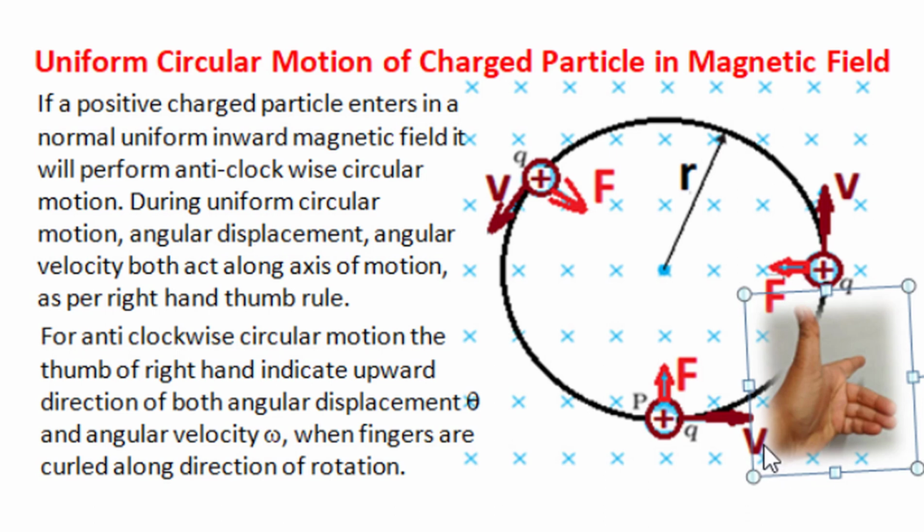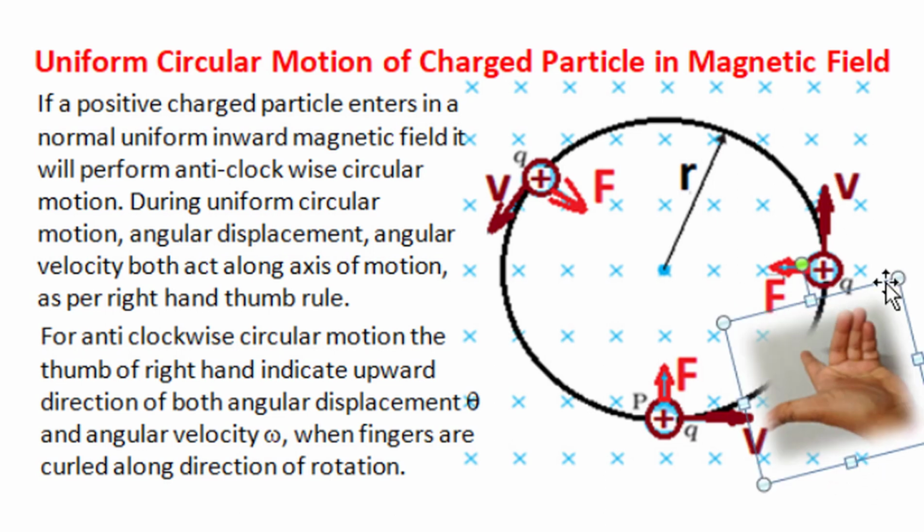Now, through a raised elbow, we can rotate our left hand such that the central finger gets aligned with the direction of motion of the positive charge, and in that case this thumb of the left hand indicates the direction of magnetic force on the moving positive charge in this inward directed perpendicular field.